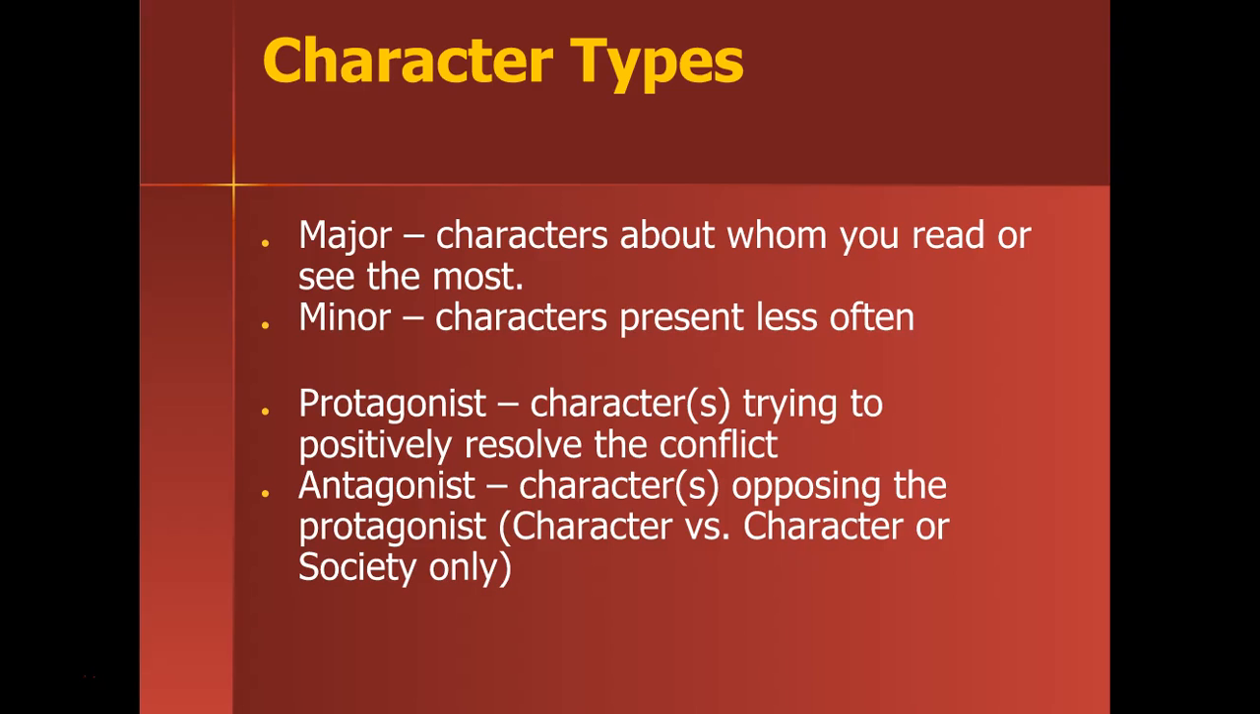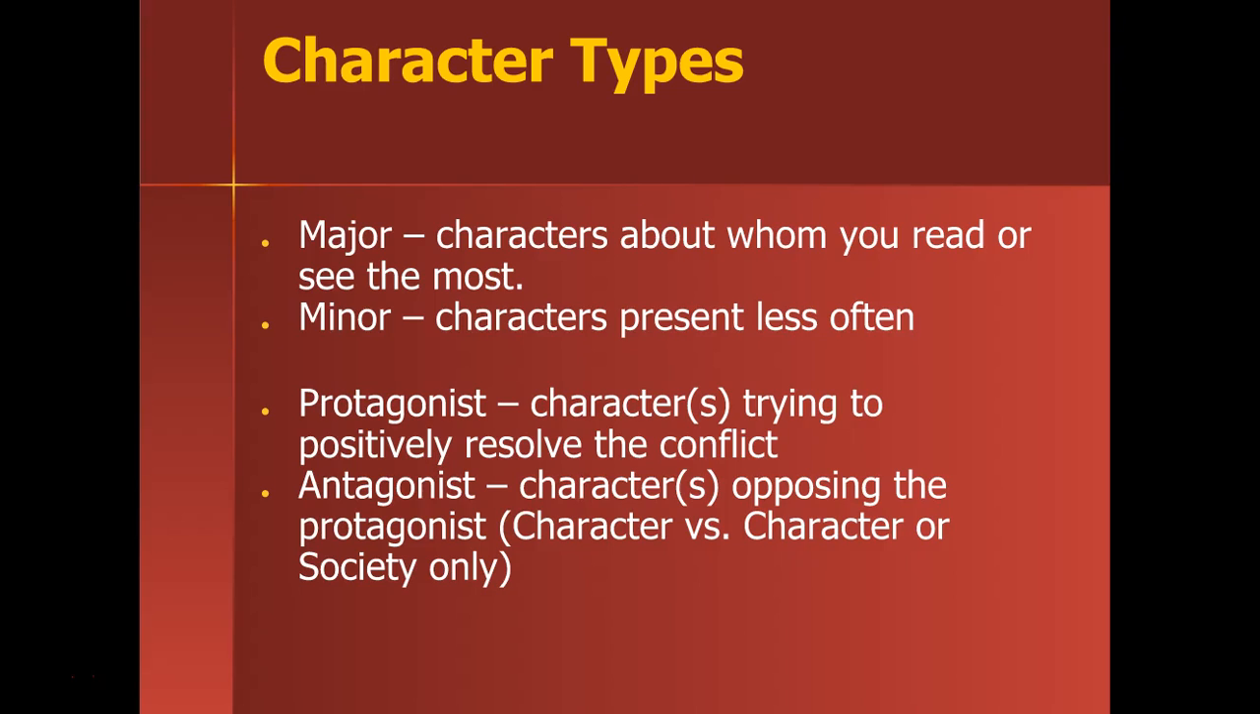Protagonists and antagonists. The protagonist is the character or characters, it could be plural, trying to positively resolve the conflict. Typically, a story is going to follow the protagonist through most of the events. It is possible to have more than one, and it's possible, especially in stories like Rick Riordan's Percy Jackson series and related works, to have that point of view shift, and therefore feel like there's more than one protagonist, depending on which chapter you're in.